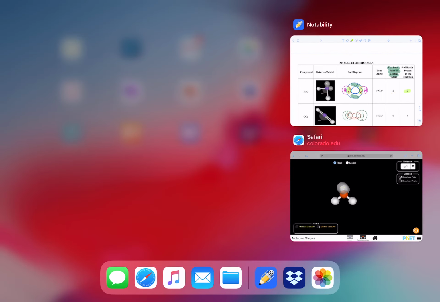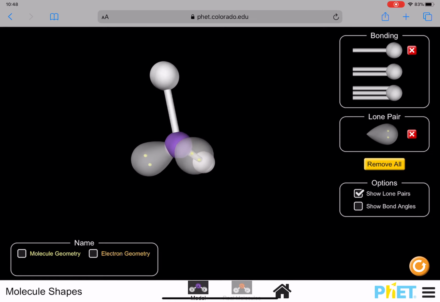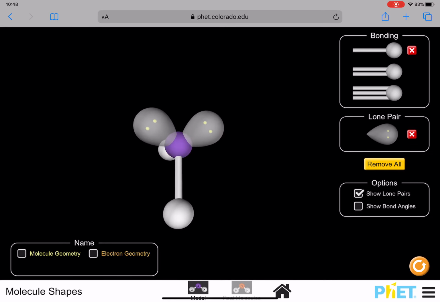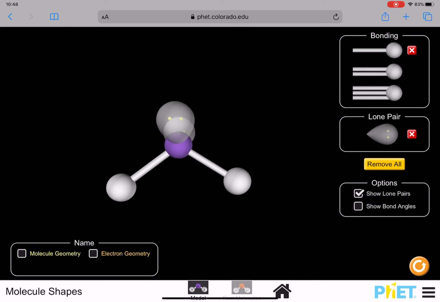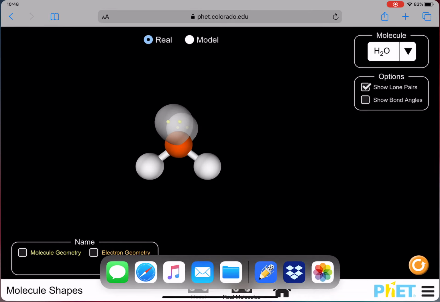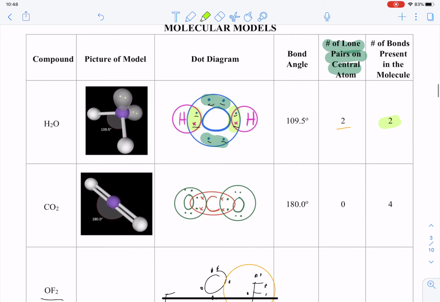And then go back to the diagram. And this time you're going to add 2 single bonds. Right? So go and tap on the single bonds. And this is our water molecule. You can then take a picture of it, and that is going to go into the final picture of model on the left-hand side here.